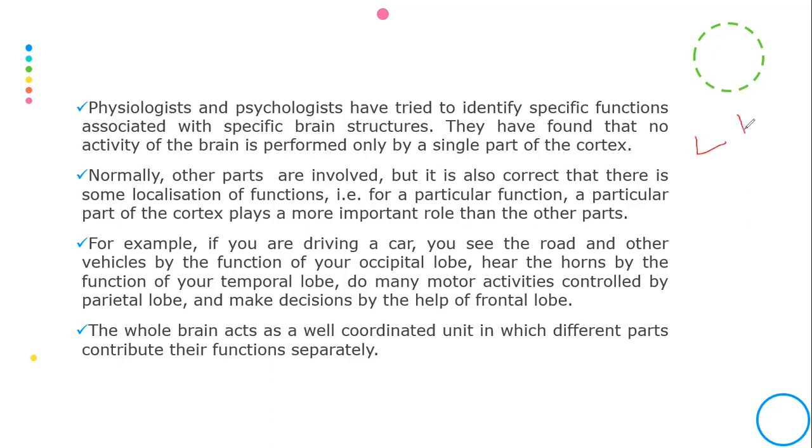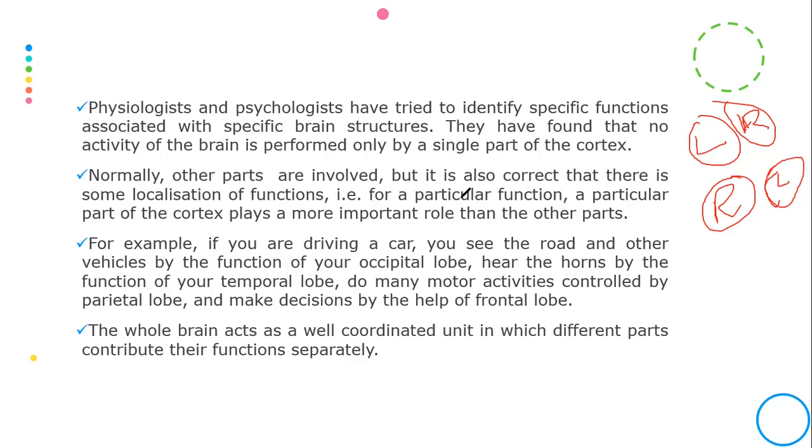There are also left and right differences. For left-handed persons, the right brain is active. But what about right-handed persons? For right-handed persons, the left brain is active. So this confusion cannot be ignored.